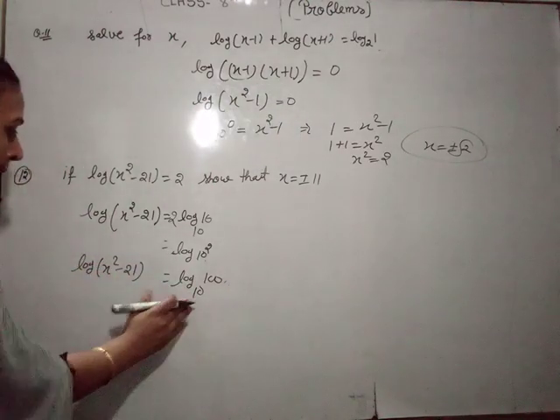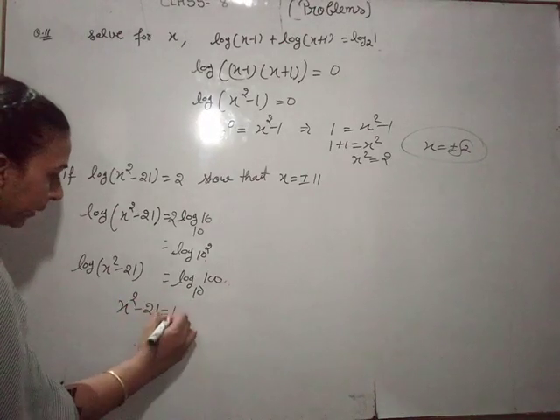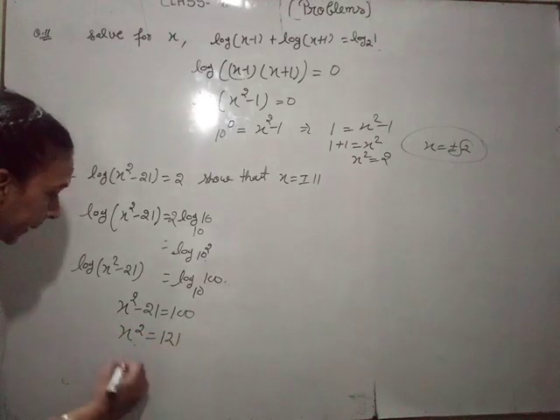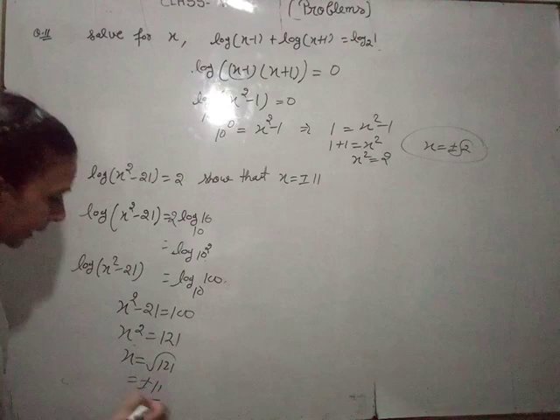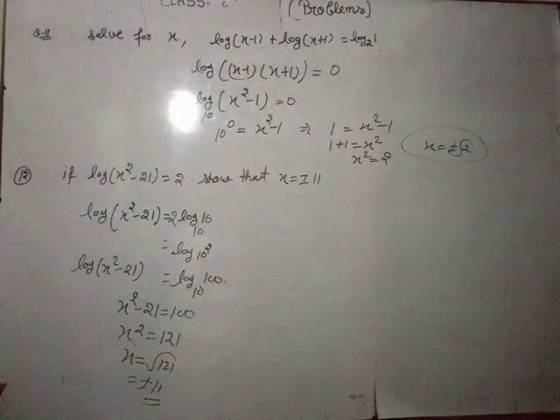Then by anti-log, log and log cancel. Then x squared minus 21 equals 100, and x squared equals 121, and x equals root of 121, which equals plus or minus 11. Okay, then we have shown this: x equals plus or minus 11.